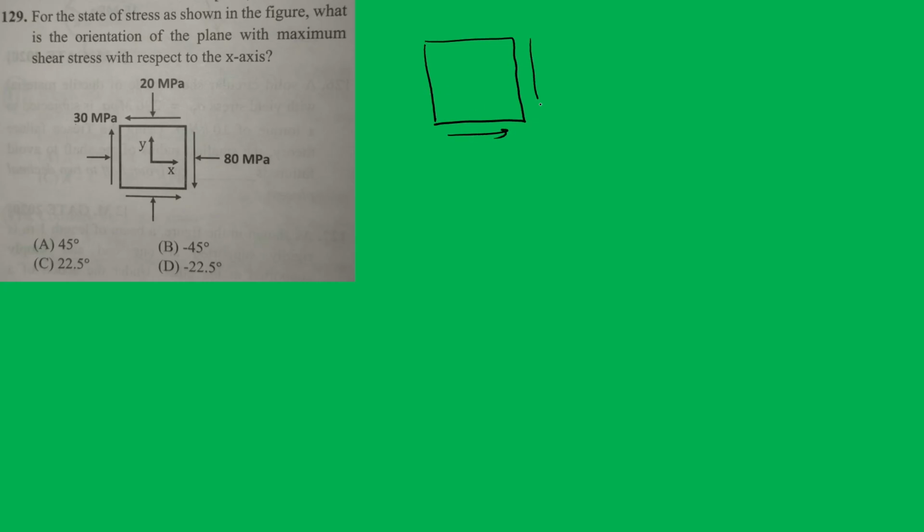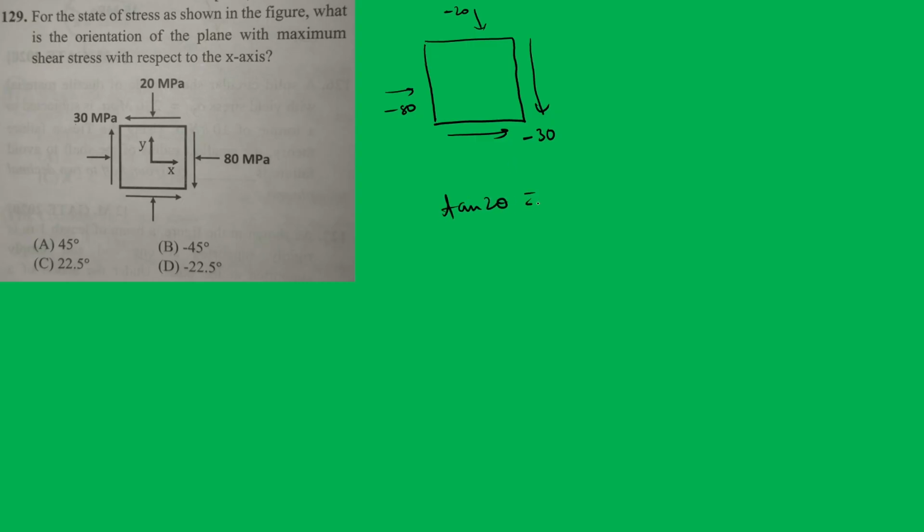So this is our body, and this is the shear stress. This is 30 megapascal given, so it will be minus 30. Okay, and then again this is minus 20 megapascal, this is compressive in nature, and then again they have given you minus 80. Again this is compressive, and they are asking you the orientation of the plane with maximum shear stress.